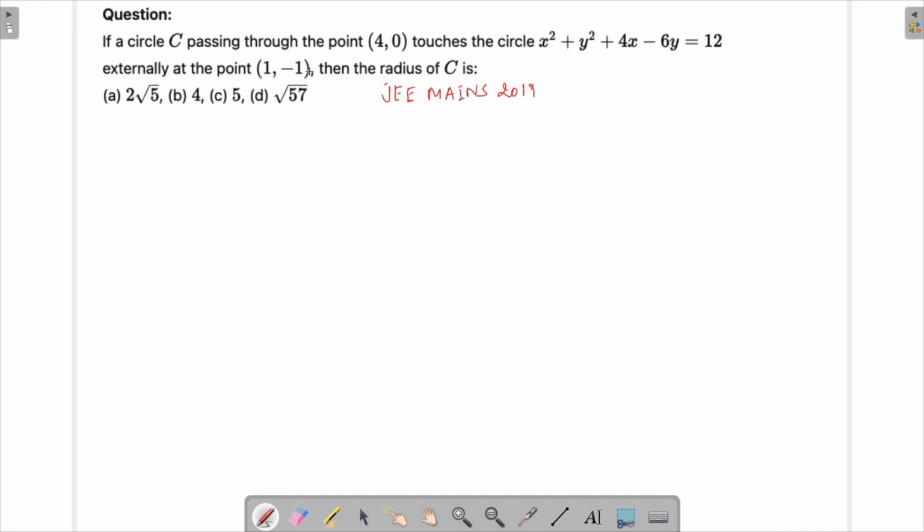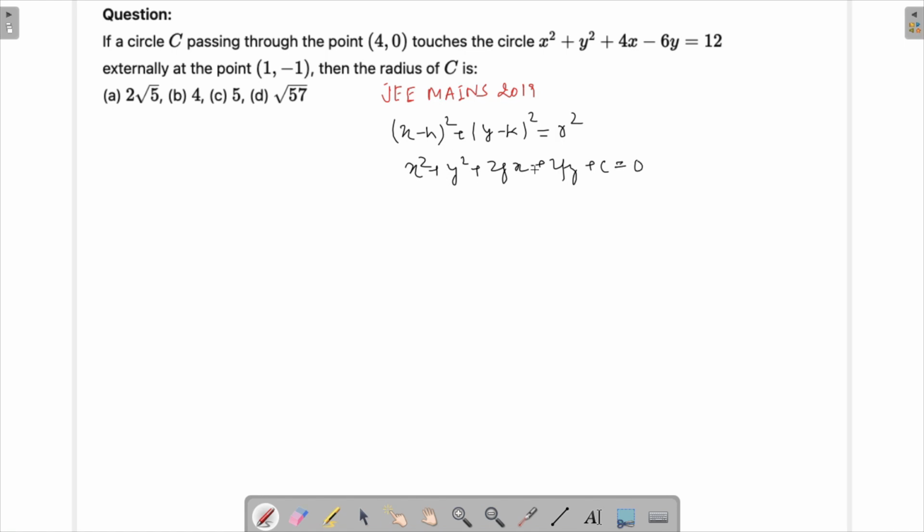Then we are supposed to find the radius of the circle. So the very first thing we will observe is, if I want to find the radius of the circle, either I could write it in the form x minus h whole squared plus y minus k whole squared equals r squared, or I could write this circle's equation in another form, which is x squared plus y squared plus 2gx plus 2fy plus c equals 0.